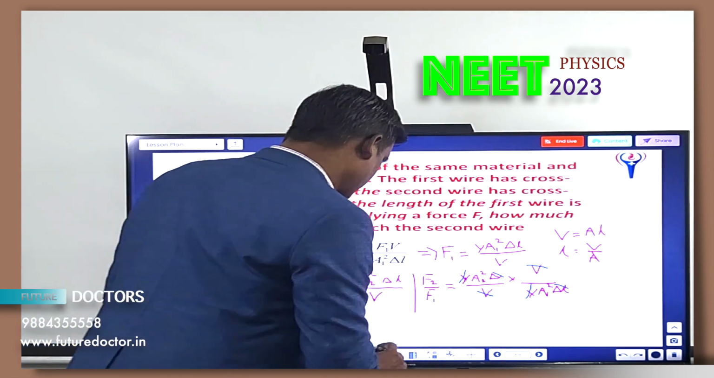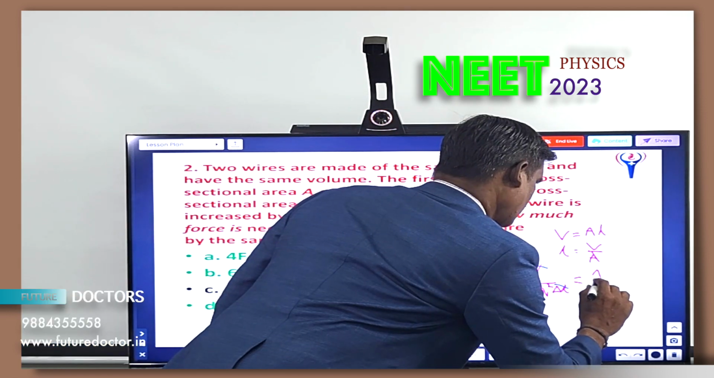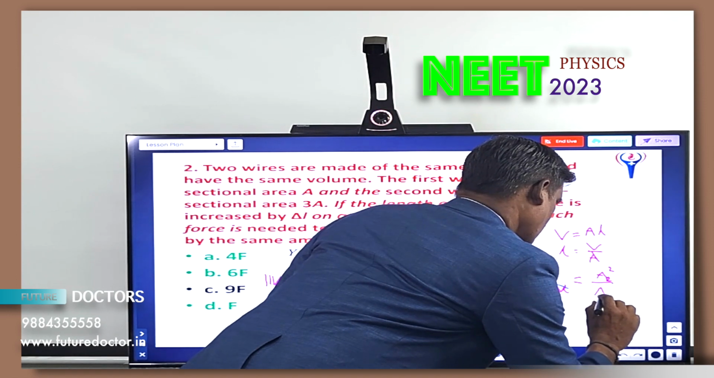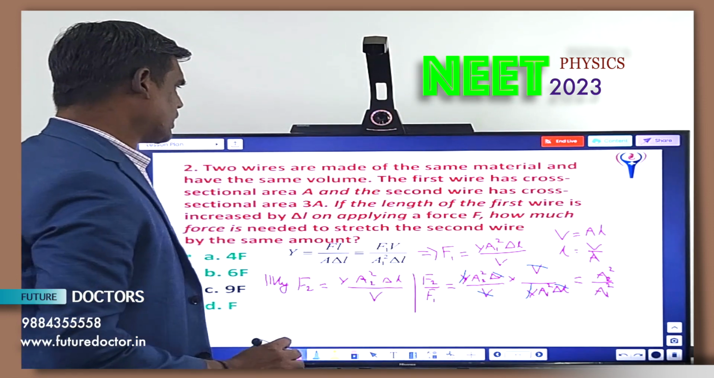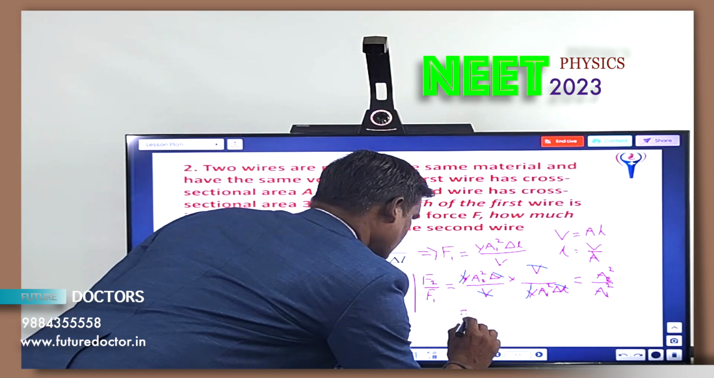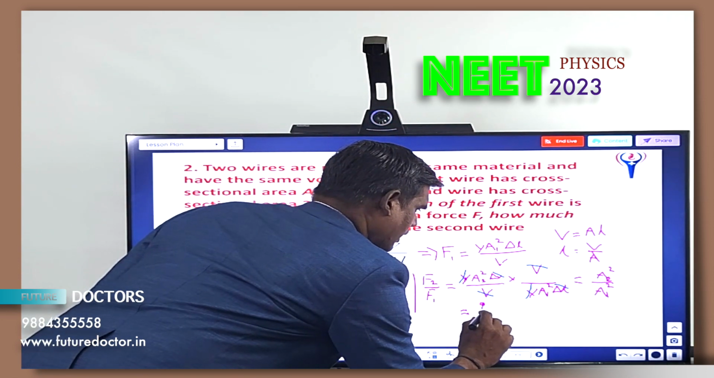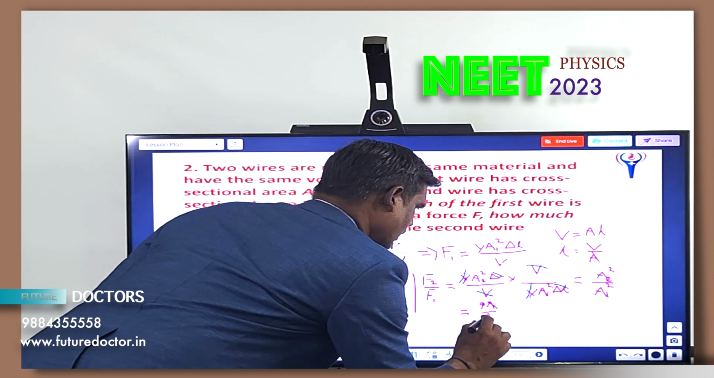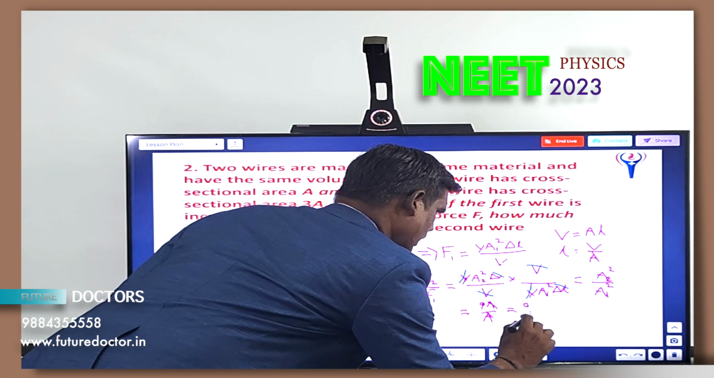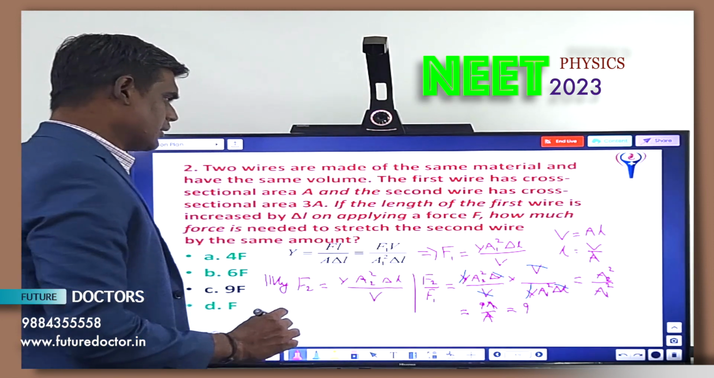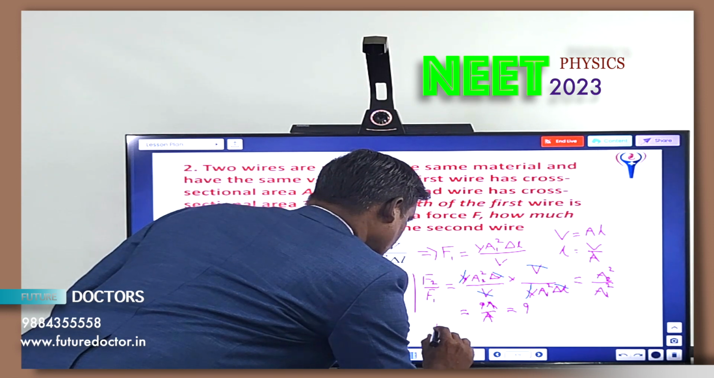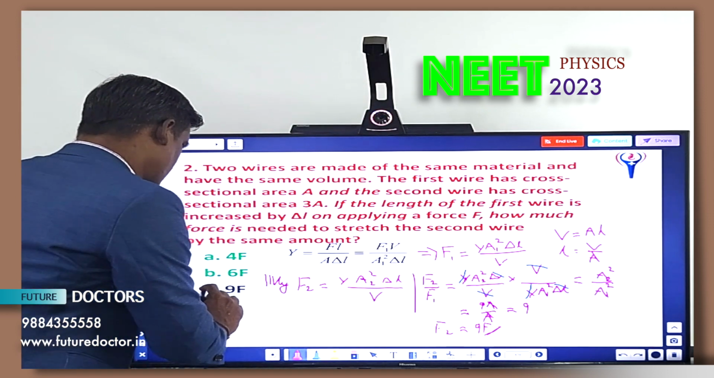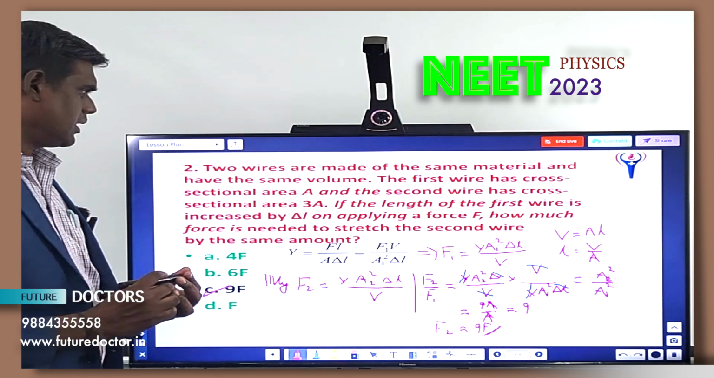Now A2 square by A1 square. A2 equal to 3A, A1 equal to A. Then 3A whole square, 9A square divided by A square, A getting cancelled, equal to 9. F2 by F1 equal to 9. Then F2 equal to 9 F1, that is equal to 9F. That is option C. Option C is the correct answer.